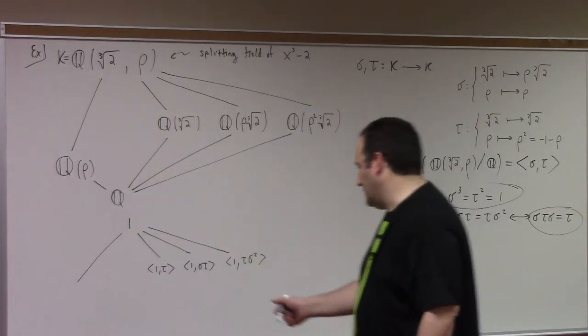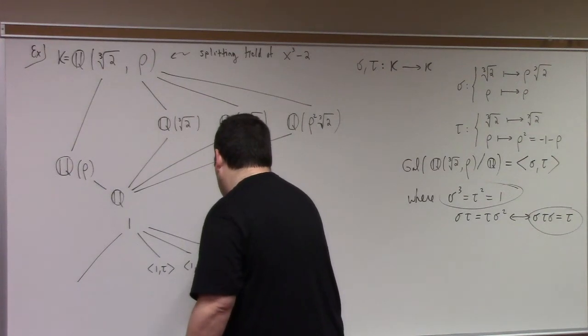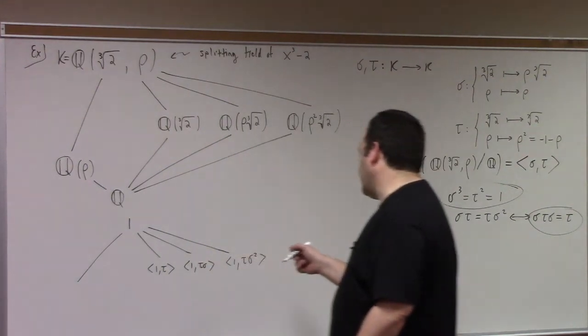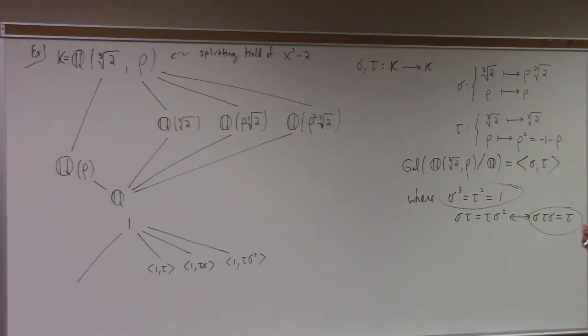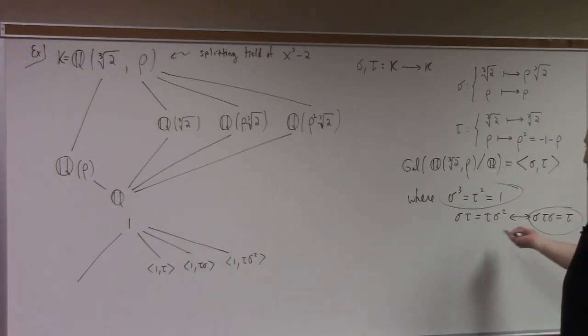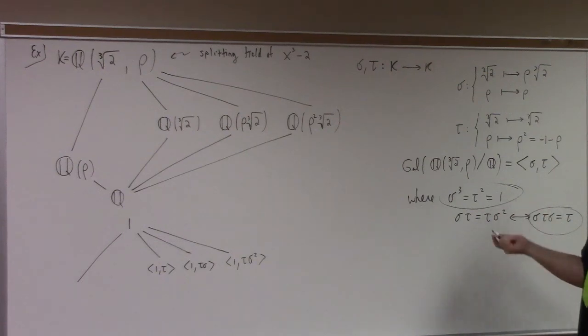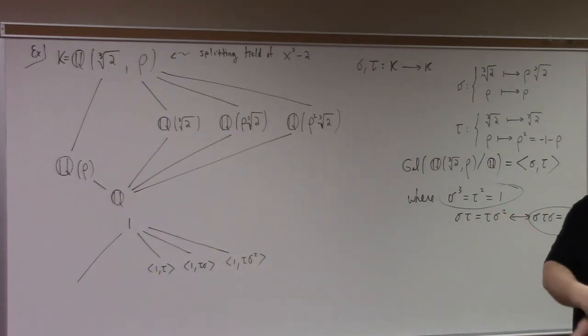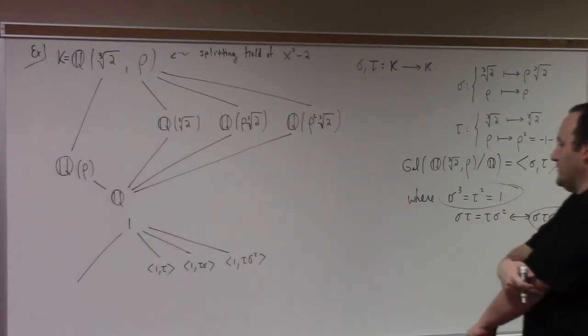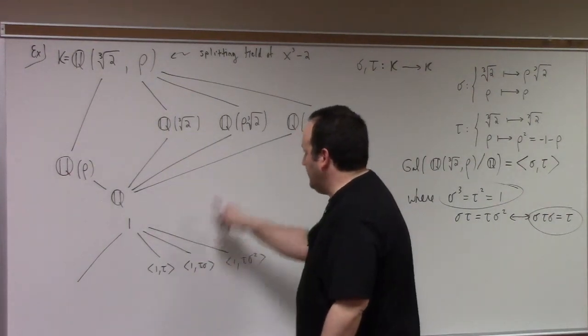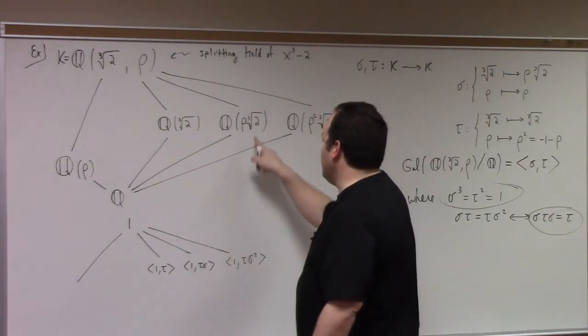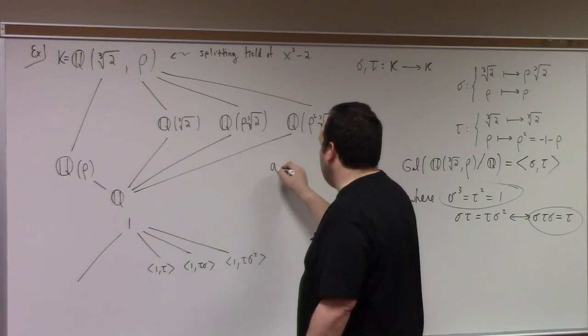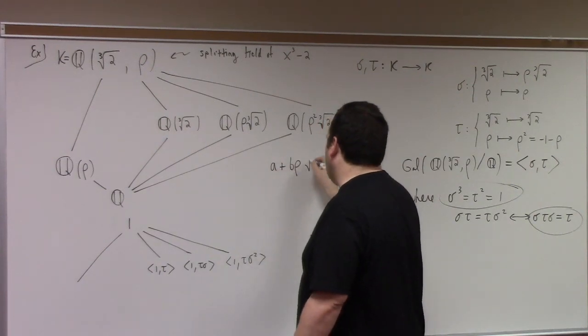I should probably, I'm not sure about that. Maybe I should do tau sigma. I gotta be careful which side it's on, because otherwise I can write the same thing twice, which would be embarrassing. What's the rule? If this is the fixed subfield of that, what do I need? What does a typical element here look like? It looks like a plus b rho cube root of 2.